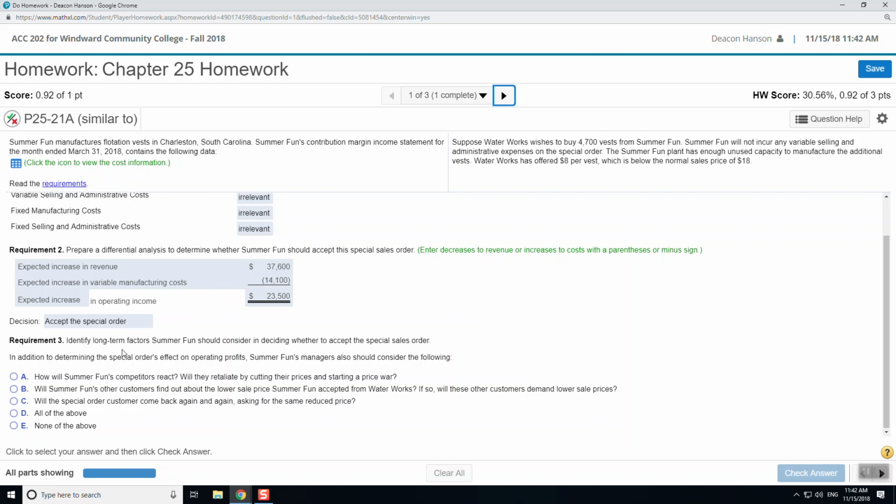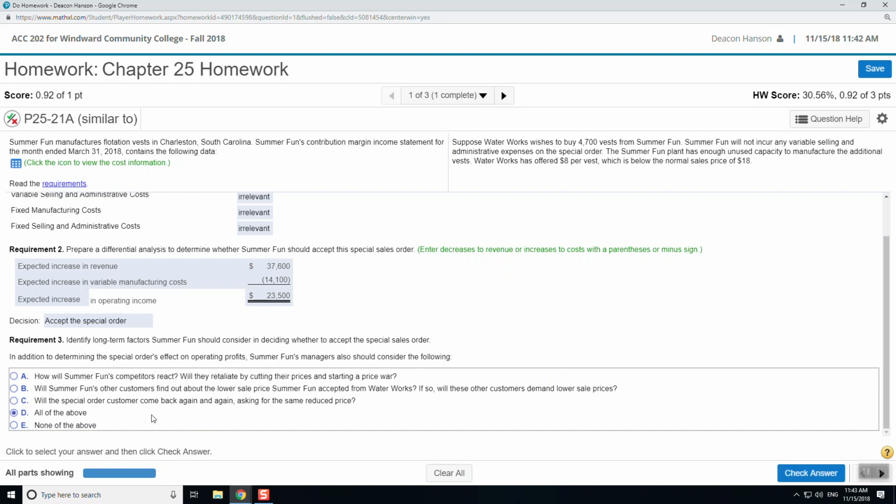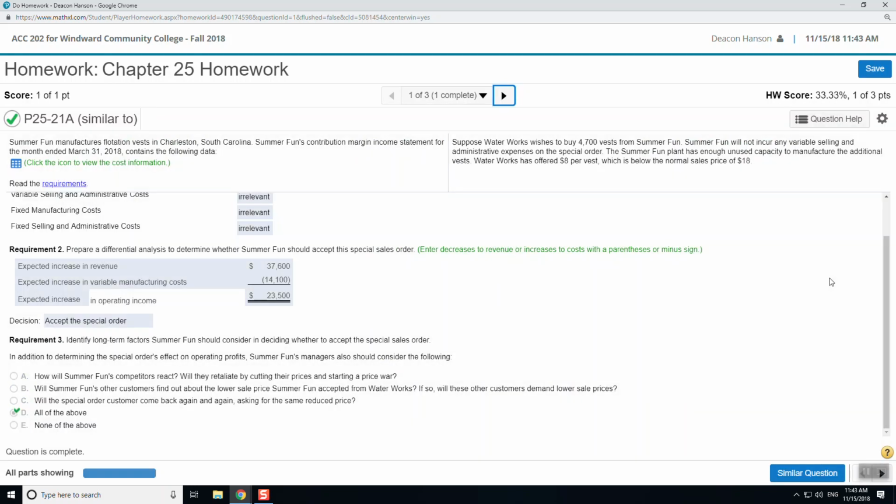Identify long-term factors Summer Fun should consider in deciding whether to accept the special sales order. In addition to determining the special order's effect on operating profits, Summer Fun's managers also should consider the following. How will Summer Fun's competitors react? Will they retaliate by cutting their prices and starting a price war? I guess that's a possibility. Will Summer Fun's other customers find out about the lower sales price Summer Fun accepted from Waterworks? If so, will these other customers demand lower sales prices? That's a possibility. Will the special order customer come back again and again asking for the same reduced price? I might go with all of the above. And I think it worked.